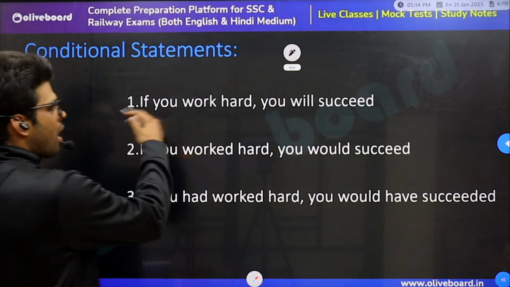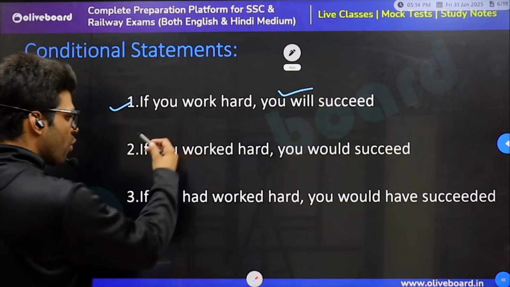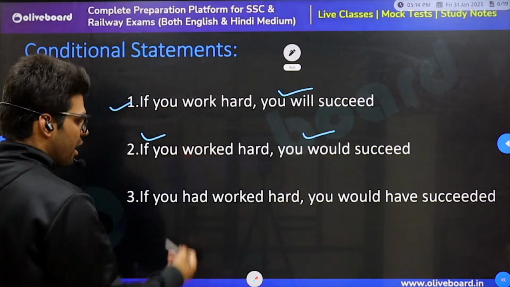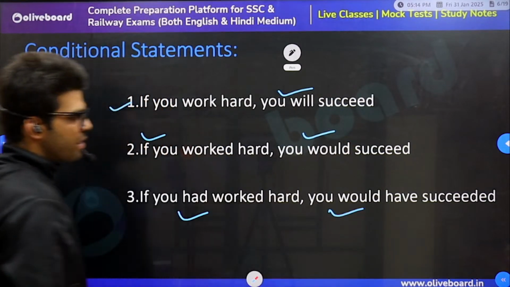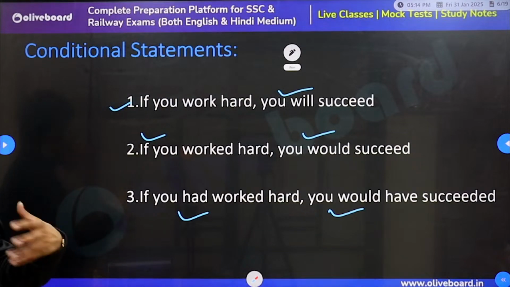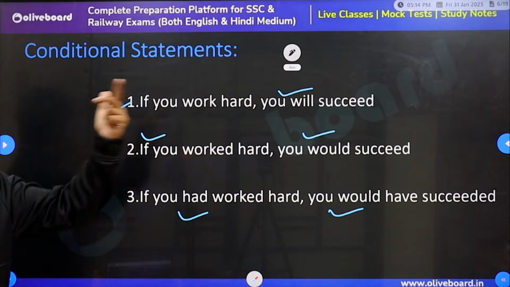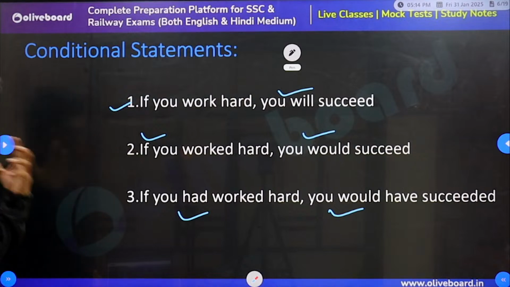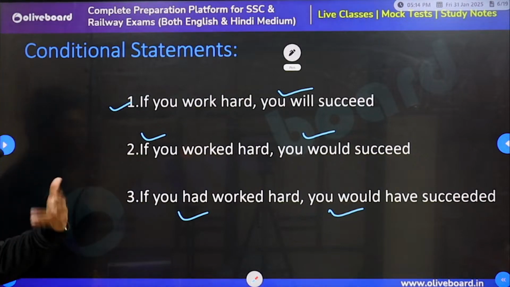So if you work hard, you will succeed. If you worked hard, you would succeed. If you had worked hard, you would have succeeded. I think we can feel that in our tongue also. If you work hard, will succeed; worked hard, would succeed; had worked hard, would have succeeded.